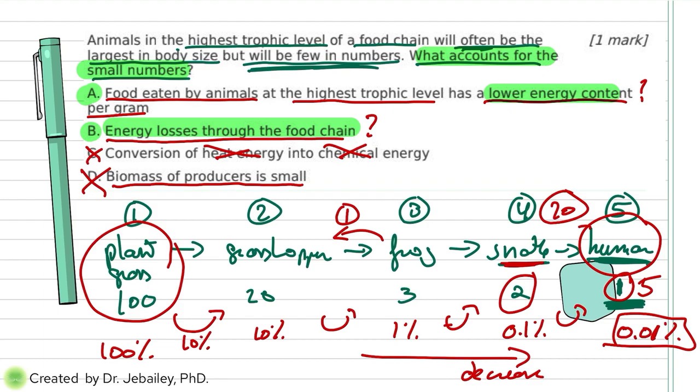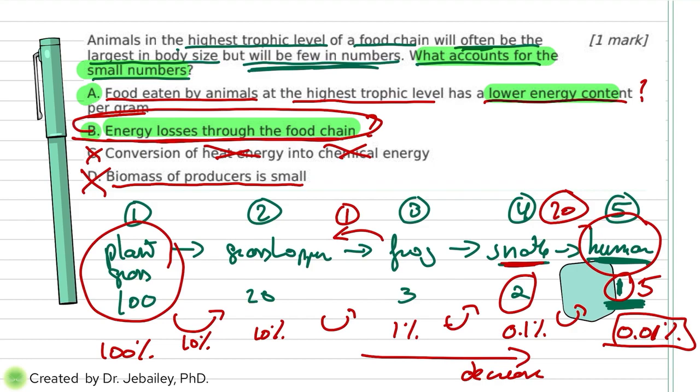So we're going to the specific answer, the one that has the real cause. See, yes, it's true that the energy is low, but that's not the cause. The cause is because the energy already is being lost throughout the chain. So the closest answer is B, and it's not A.